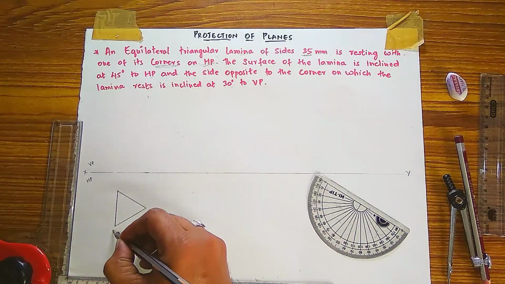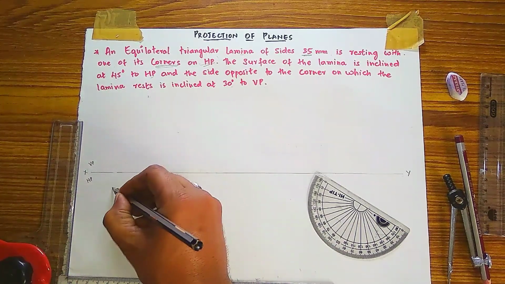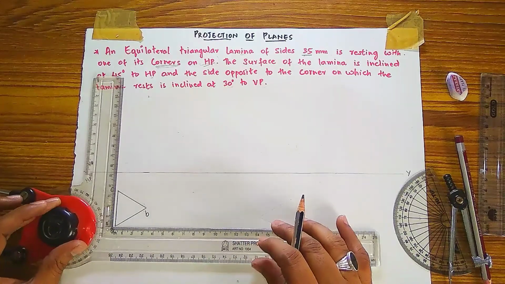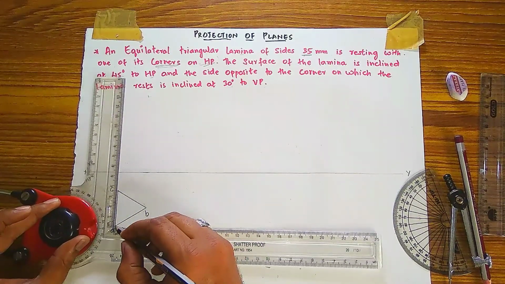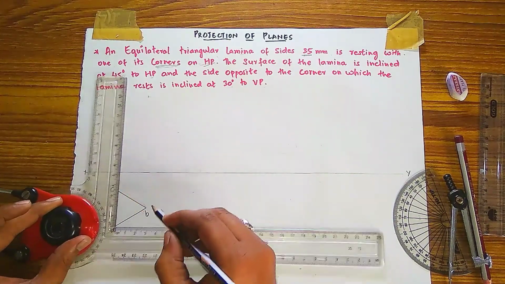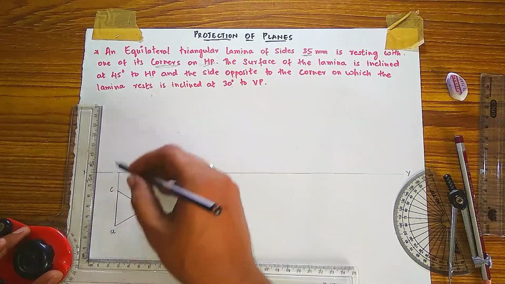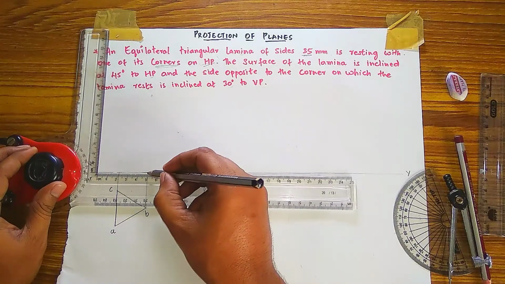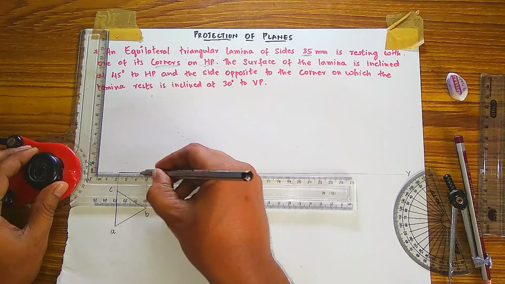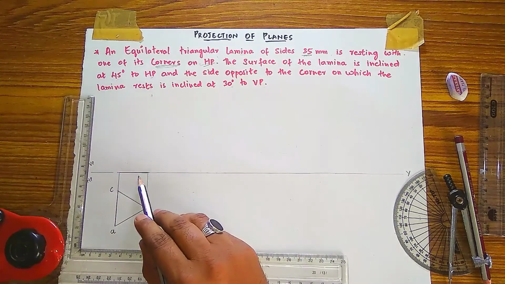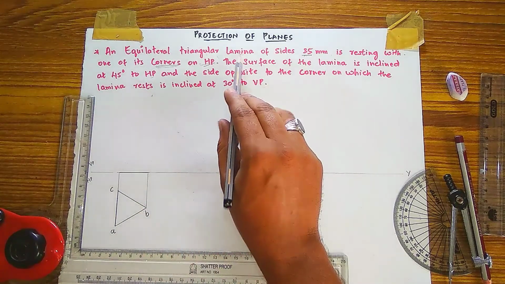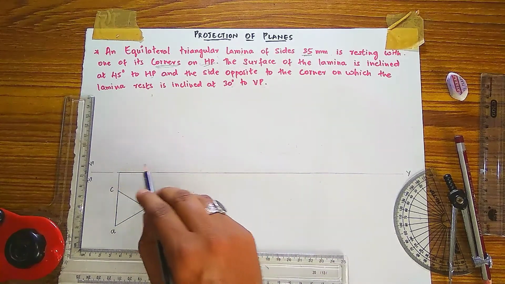Now label it A, B, C. Then from A, B, C, take the projection lines till the XY line. Then darken the line you have, and this line is called the triangular lamina. Here you have to do the labeling.